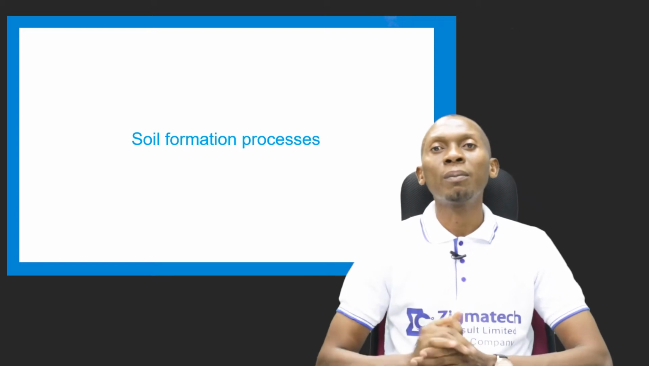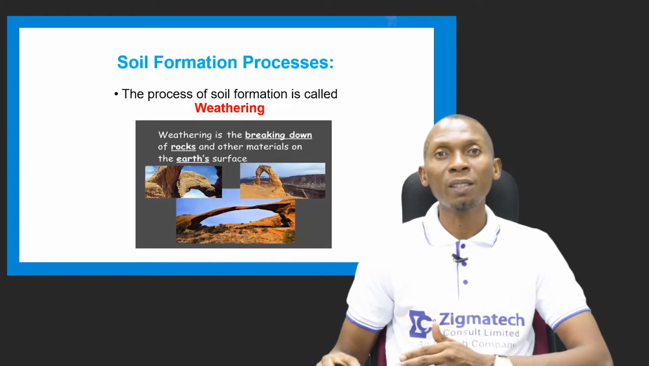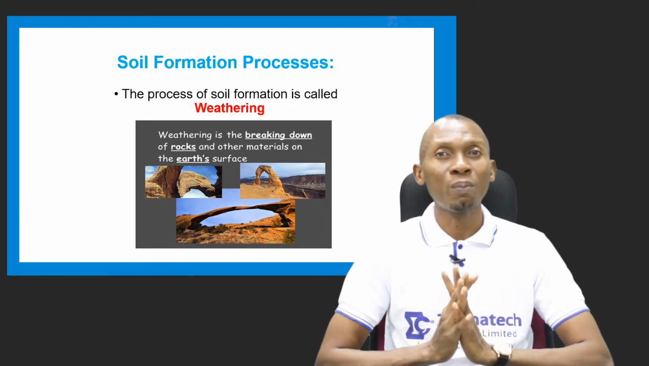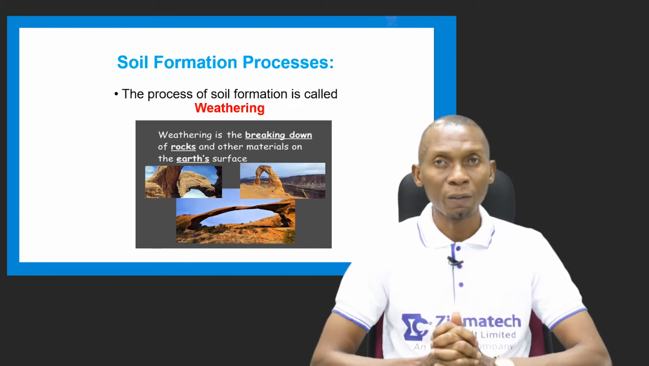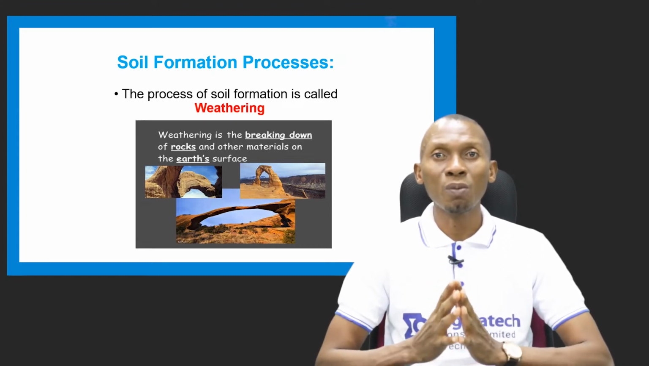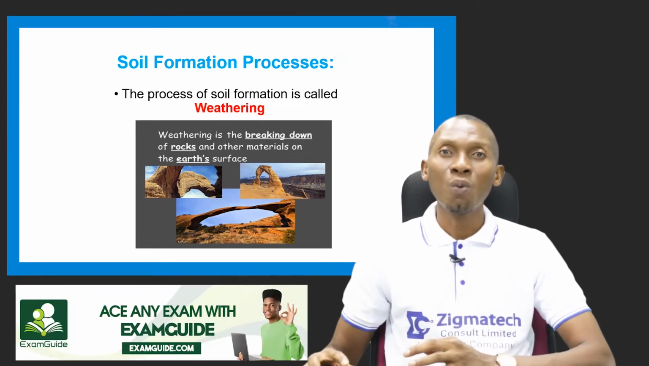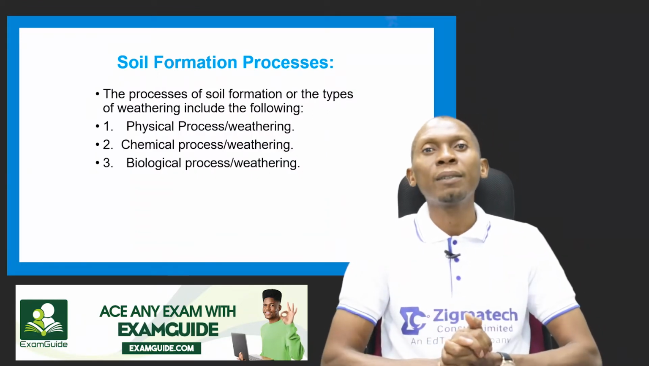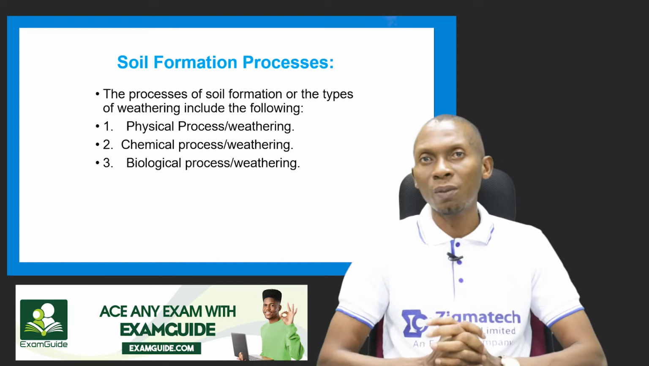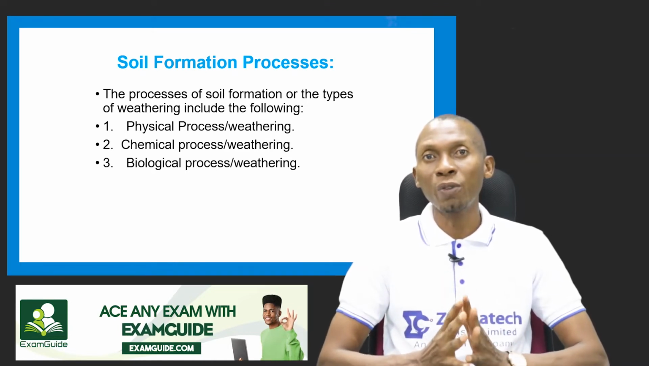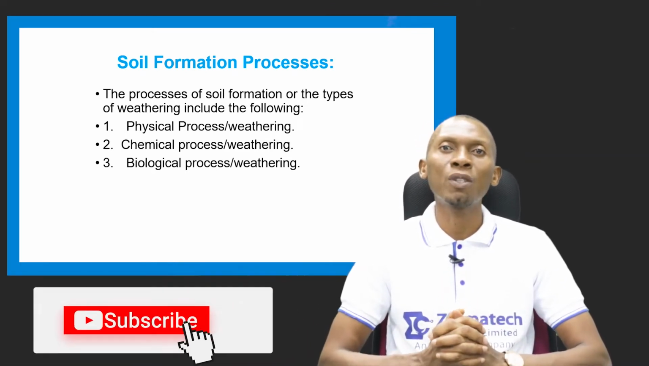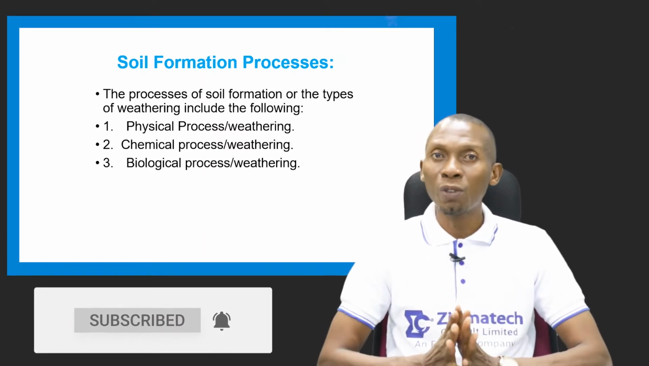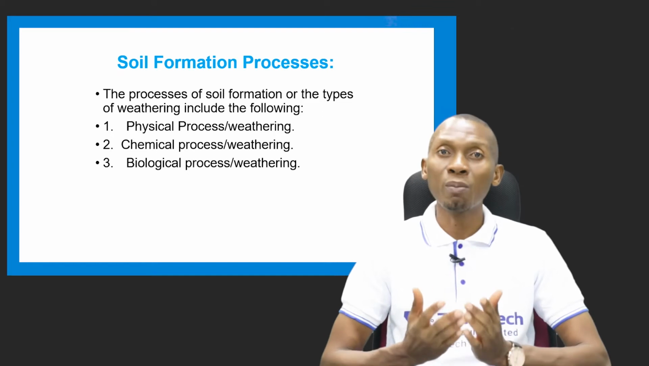So let's look, still on soil formation processes. I've defined earlier that weathering is the process of soil formation. The process by which rocks break down to form soil is called weathering. So that's the first stage of soil formation. Under this subtopic, which has to do with weathering, we're going to look at three types of weathering. We have the physical weathering, or physical process by which rocks are broken down.